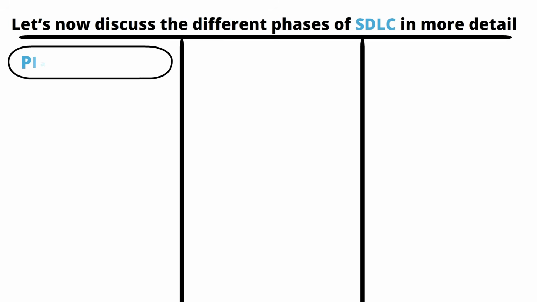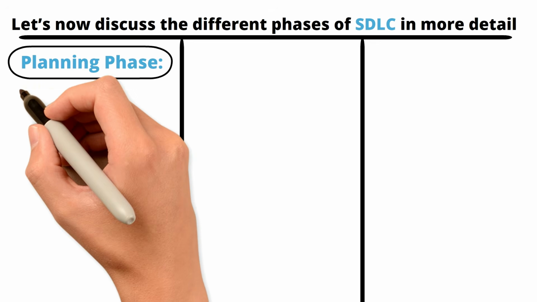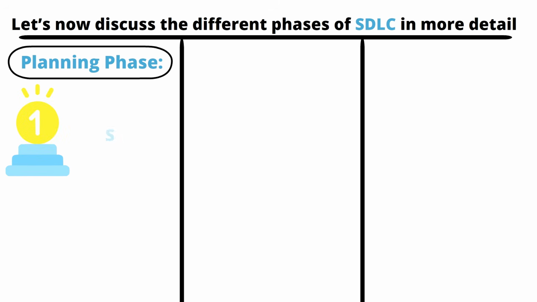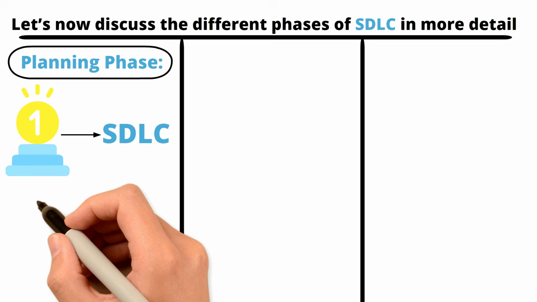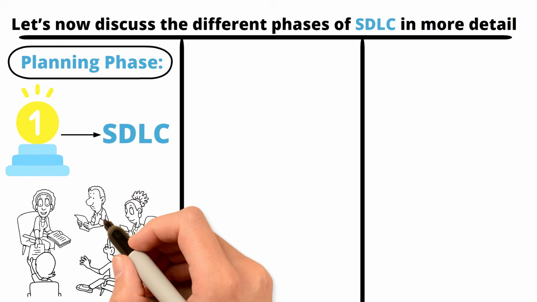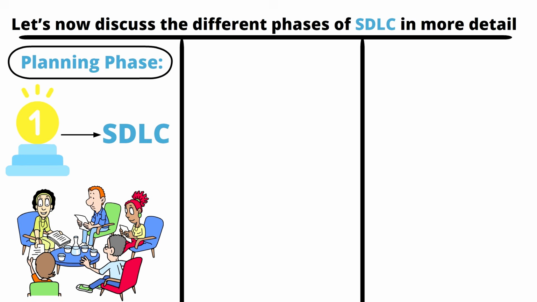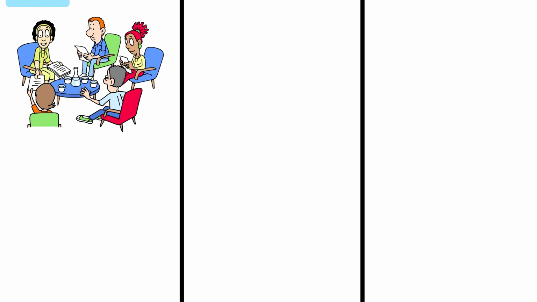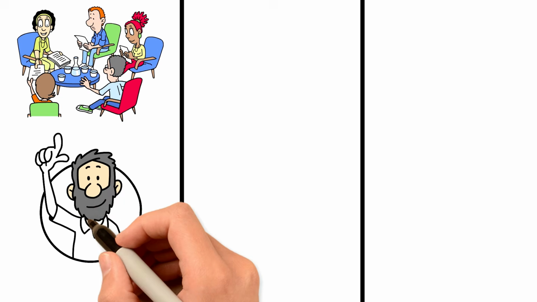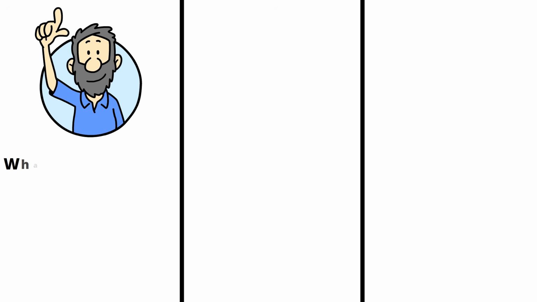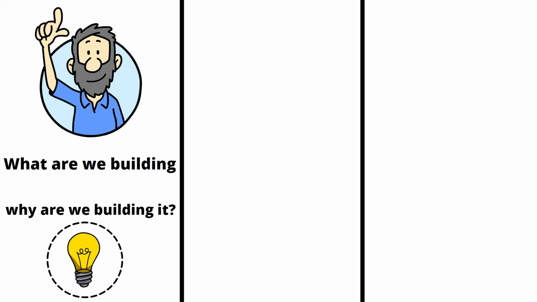Let's discuss the different phases of SDLC in more detail. 1. Planning phase. This is the first phase in SDLC, and this phase is very important. Here, we plan our project, its cost, and its requirements. This phase can be thought of as answering a question like, what are we building and why are we building it, to get a clearer view.